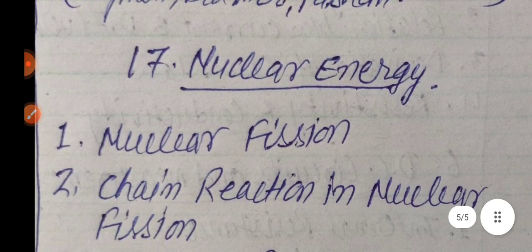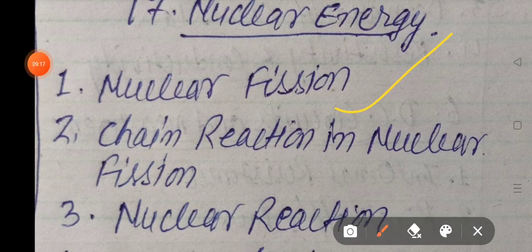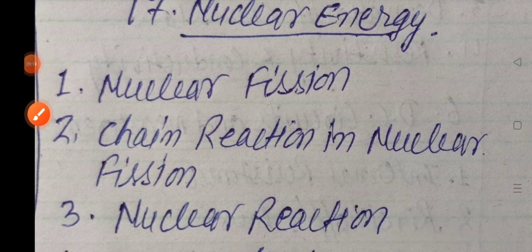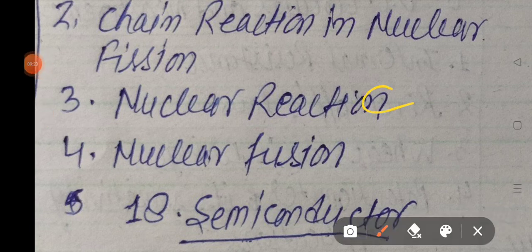17th chapter is nuclear energy, in which important points are nuclear fission, chain reaction, nuclear reactor, and nuclear fusion.